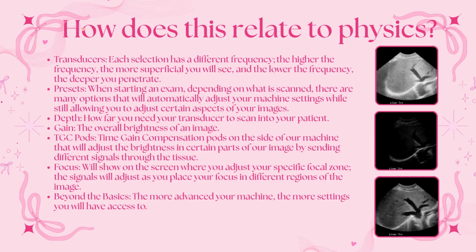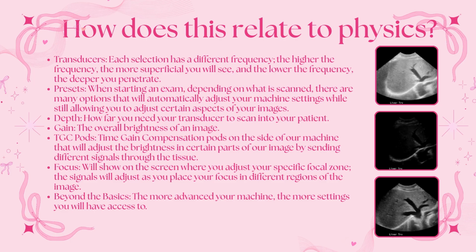And then we have the focus. This will show on the screen, where you can adjust your specific focal zone. The signals will adjust as you place your focus in different regions of the image. If you put your focus in the middle, the sound waves will transmit to the middle of the image and will continue to adjust as you move it up and down on your image. So say I'm covering the entire liver. It's a large organ, so I want it to cover the entire image. I put it at the bottom of the screen. But if I want to image just a cyst within the liver and say it's in the middle, I put it in the middle of the image so it sends the focus to that cyst.